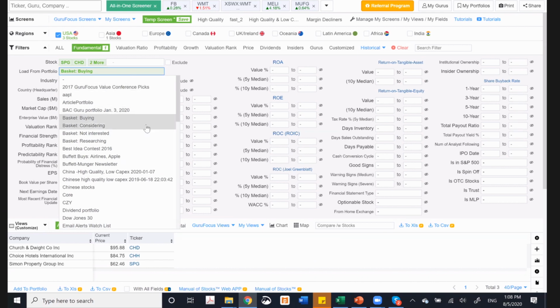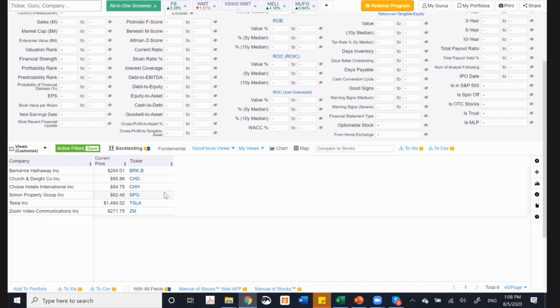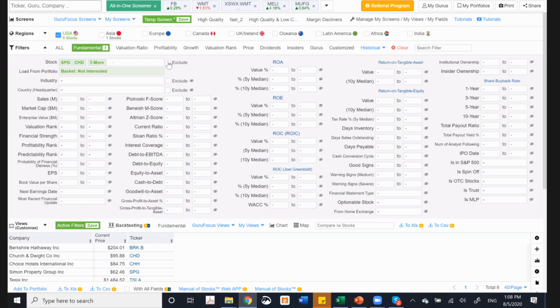And sometimes for the stocks you're not interested in, for stocks I'm just using some examples here, some stocks not interested, you can just exclude them, and it will never appear in your screeners again. Because we know that you're not interested in those at all.